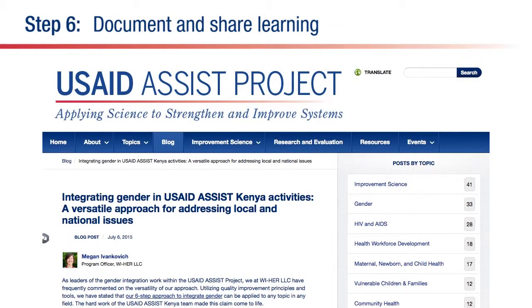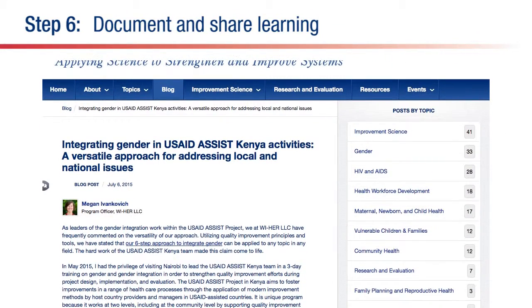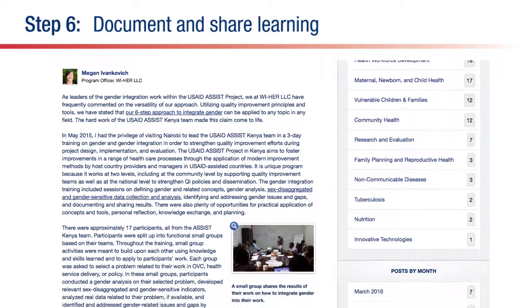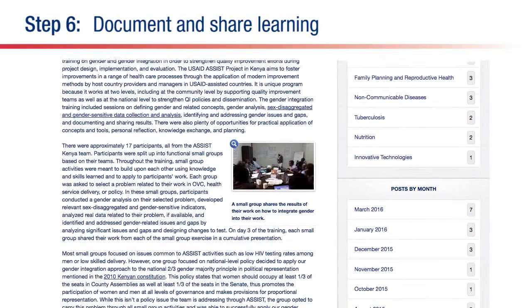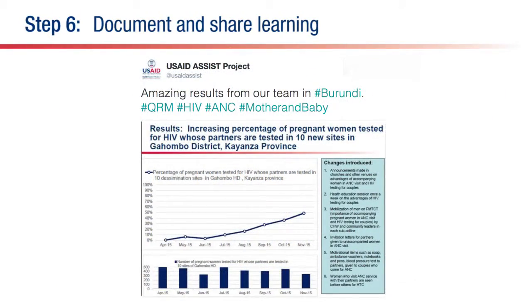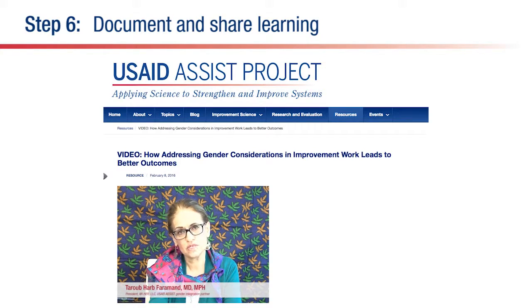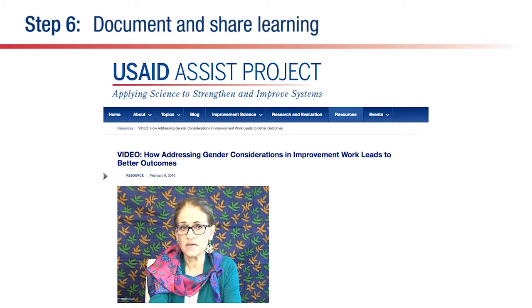Finally, in step 6, if a gender-related change is successful, or even if it has not been successful, it's recommended to document and share that learning. Documenting and sharing learning from gender integration is a key component of the ASSIST project because it enables teams to remember what changes were tested and how and why they did or did not work. It can also help create institutional memory and allows others to learn from your work and improve their own.